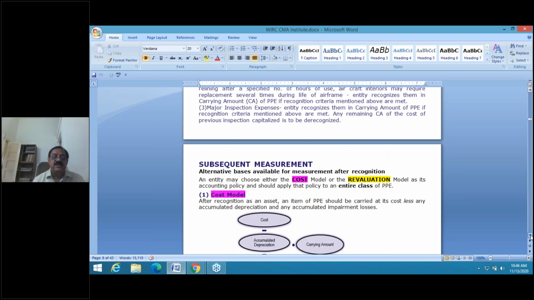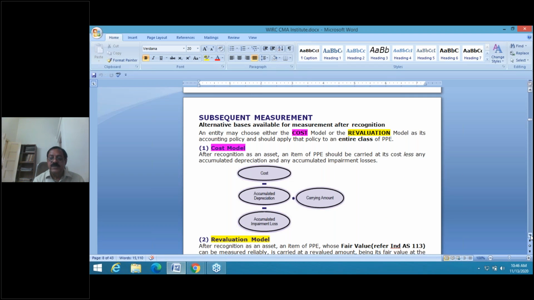Now we have seen initially PPE is to be measured at cost only, but subsequently you have two options, the cost model as well as the revaluation model. If you follow the cost model, then how will it be shown in the balance sheet every year? After deducting accumulated depreciation and impairment loss from the original cost, that will be your carrying amount.